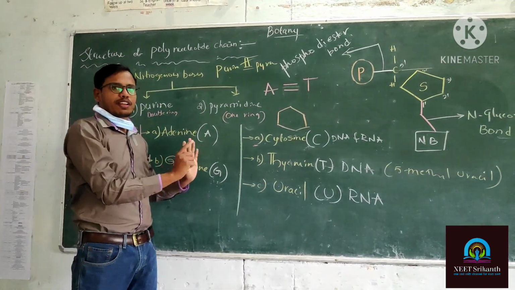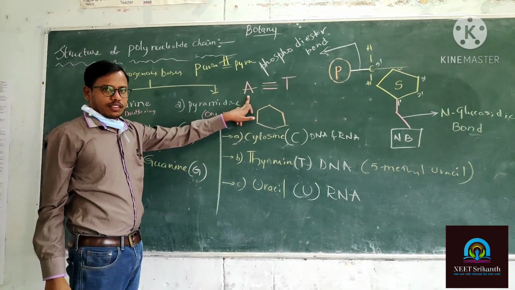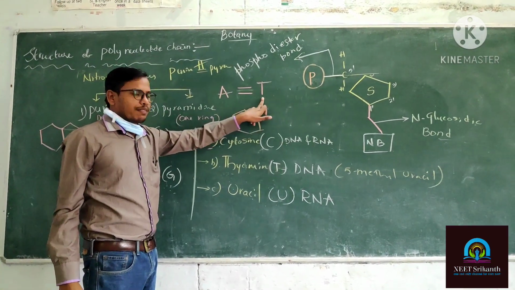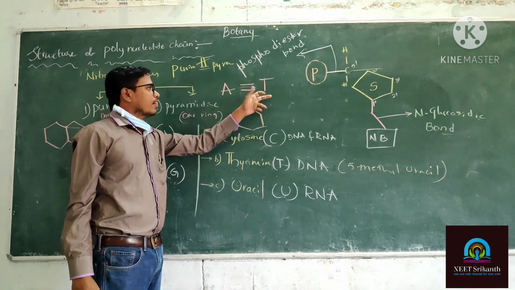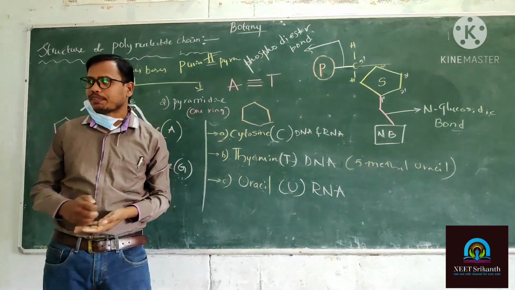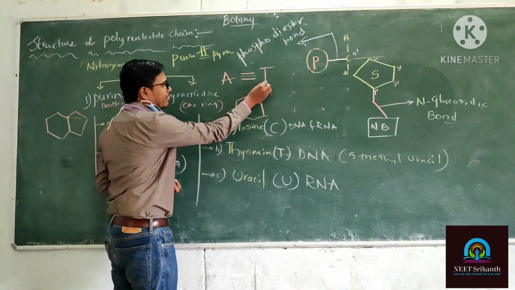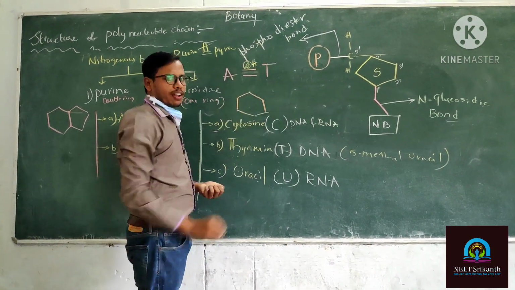Not two purines. Okay, here, for example, you can take the adenine. That always binds with thymine. Thymine always binds with adenine. Between the adenine and thymine, what are there? Two hydrogen bonds are there. Very, very important. Between the adenine and thymine, how many hydrogen bonds are there? Two hydrogen bonds are there.